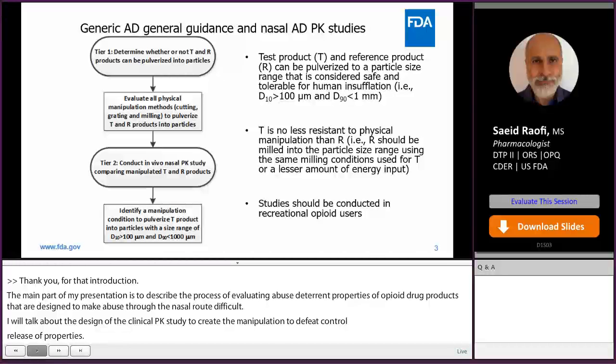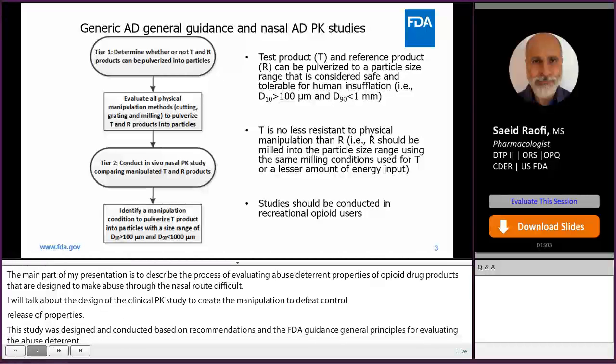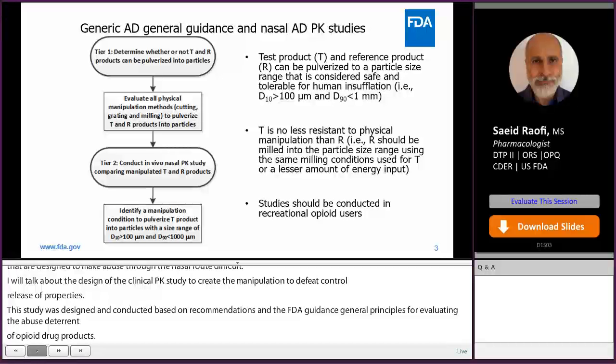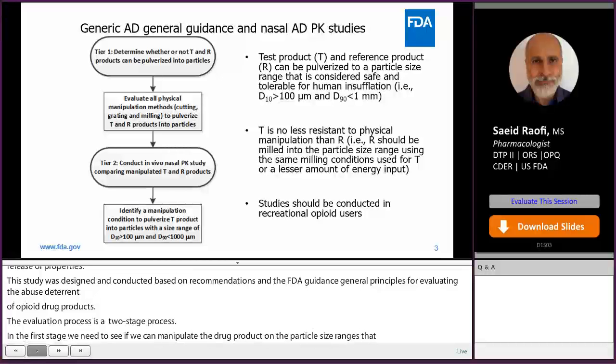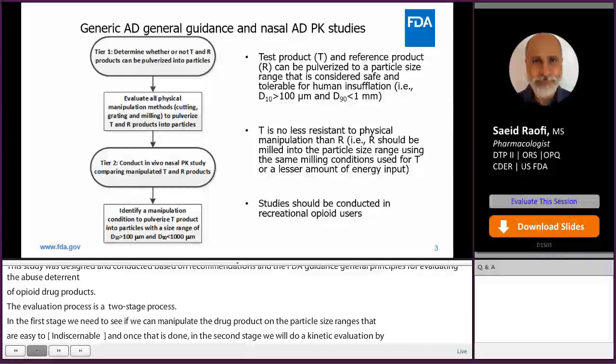The evaluation process is a two-stage process. In the first stage, we need to see if we can manipulate the drug product into particle size ranges that are easy to insufflate, and if so, characterize the manipulated product. Once that's done, in the second stage, we'll do a pharmacokinetic evaluation of the manipulated drug product by conducting in vivo PK studies. These studies should be conducted in recreational opioid users that are otherwise healthy, as per the guidance.